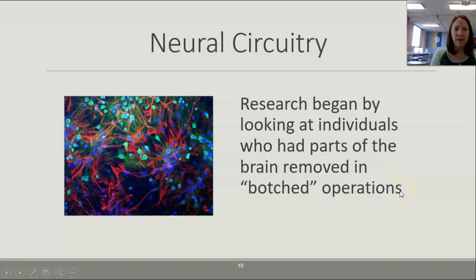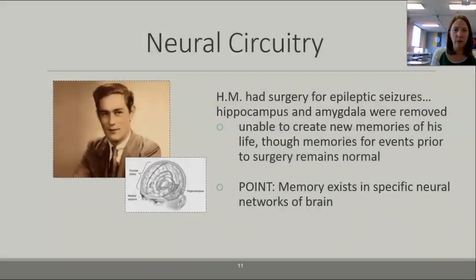Okay, the second piece of evidence that we have memories physically in our brain is the neural circuit system in our brain. This is an instance where we learn more from people with brain damage than we do from studying a healthy mind, just like with Phineas Gage. Research began by looking at individuals who had parts of the brain removed in botched operations. So let me give you a little story here.